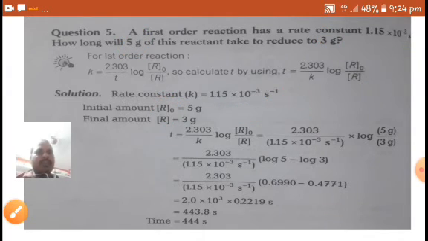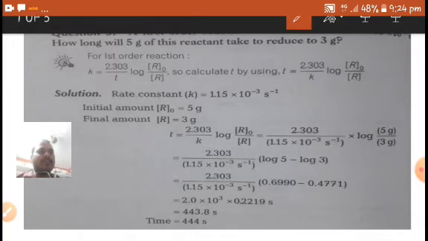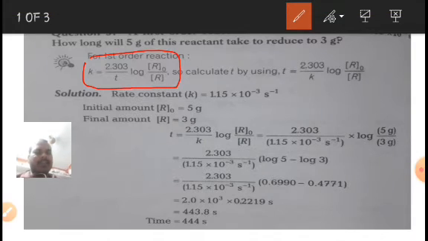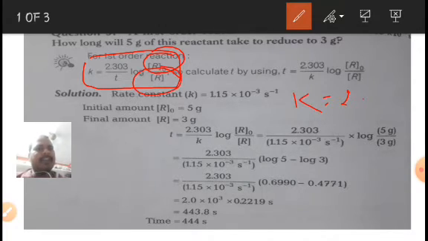So here, what is the first order rate constant? For a first order reaction, K is equal to 2.303 by T log A by A minus X. Here A is represented as R naught and A minus X is represented as R.